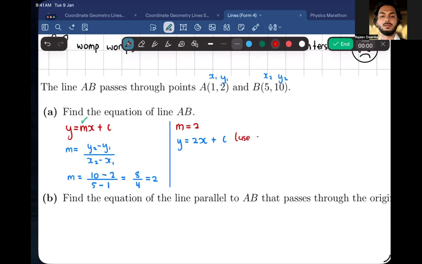Use any point on line AB. So we're going to use any point on line AB. So Sienna, pick a point. It doesn't matter which point you pick, but pick one.